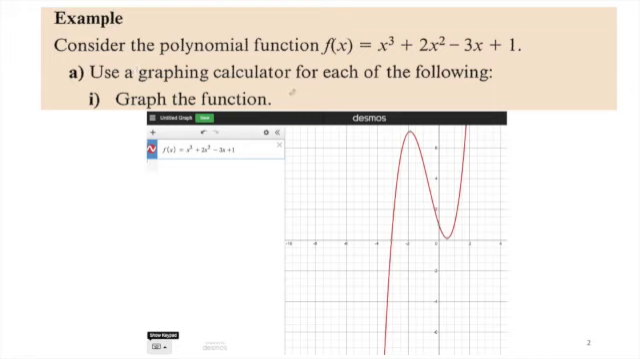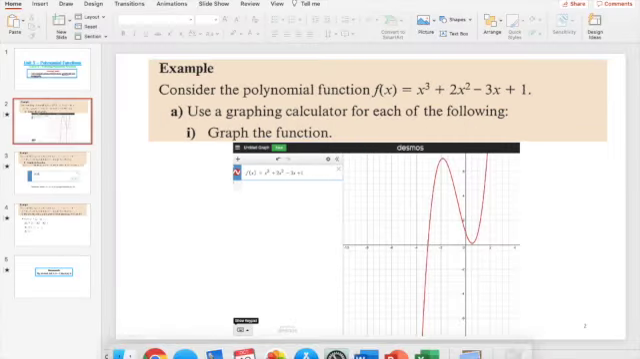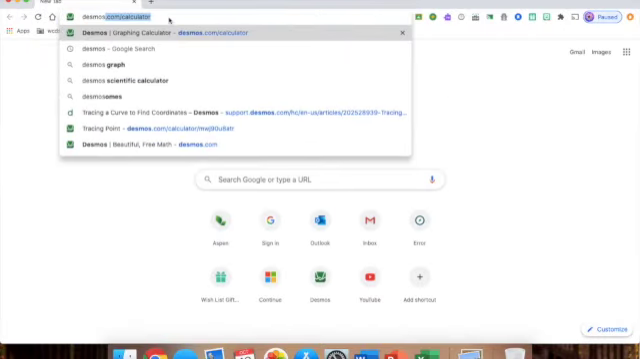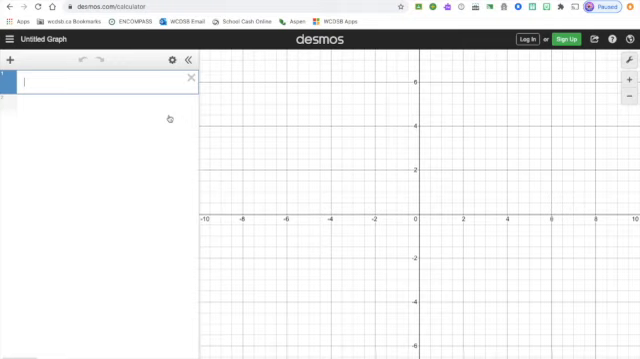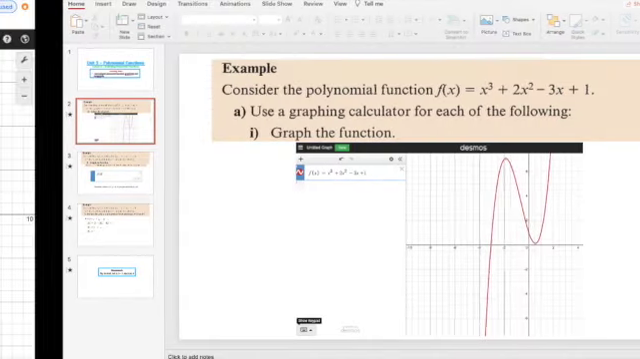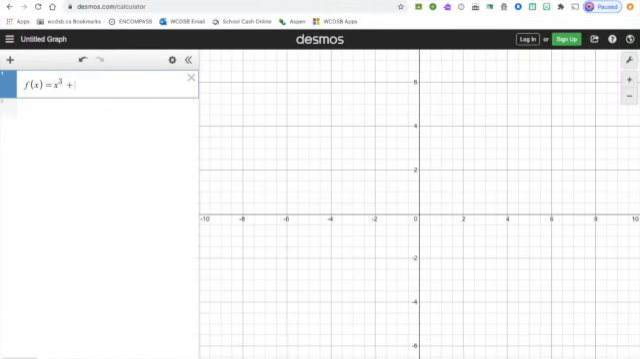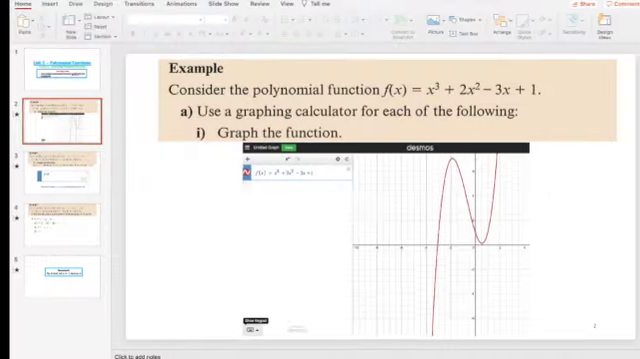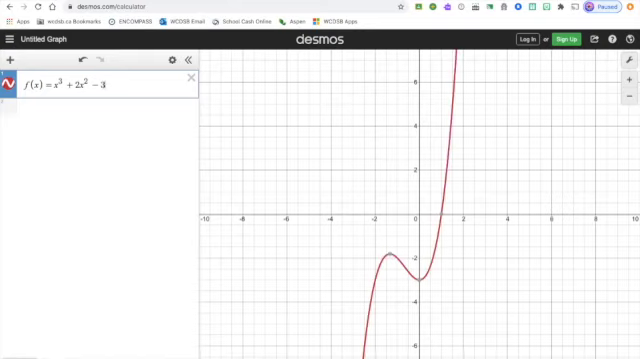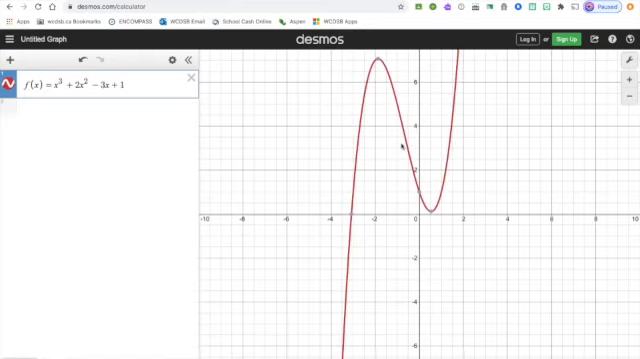We're going to use a graphing calculator for this function, and we're going to graph it. So if you open up Desmos, open up desmos.com. So I will go ahead and open that. Okay, so you're going to go to Desmos. You're going to type in that function, x cubed plus 2x squared minus, I think it's 3x plus 1. You will get the function looking like this.